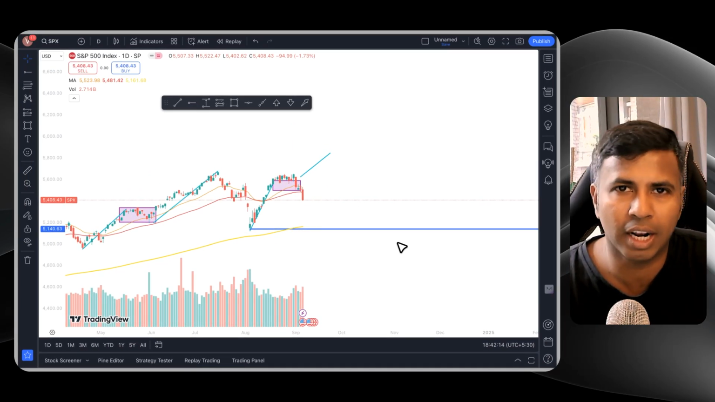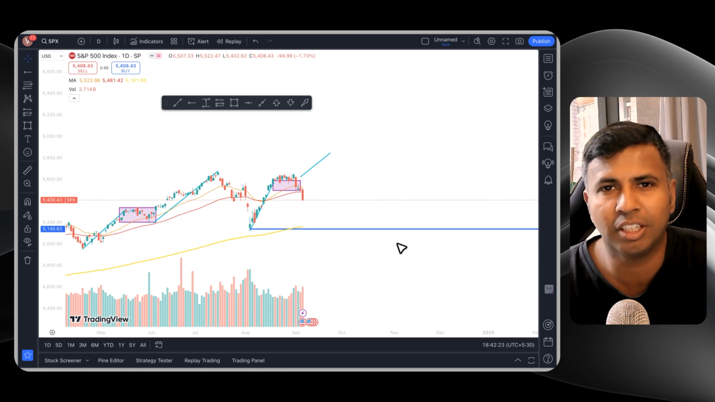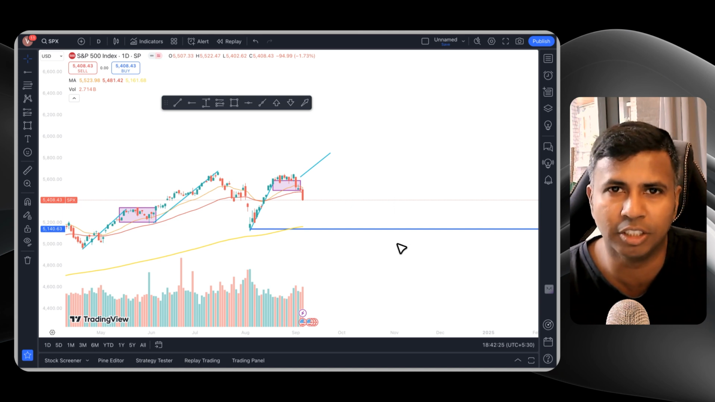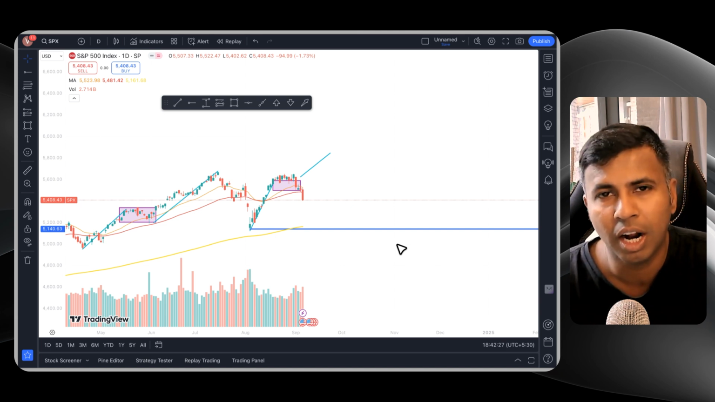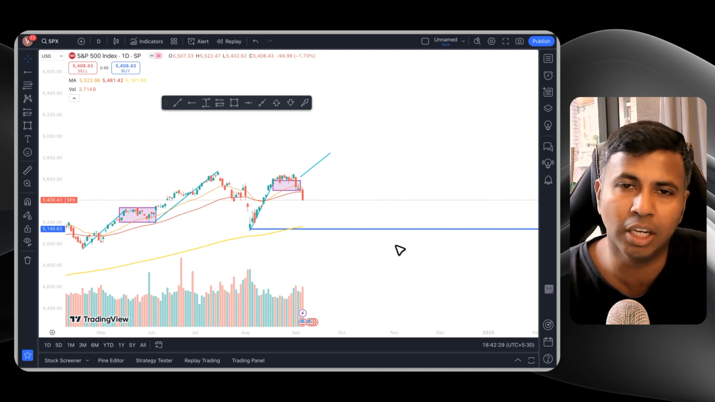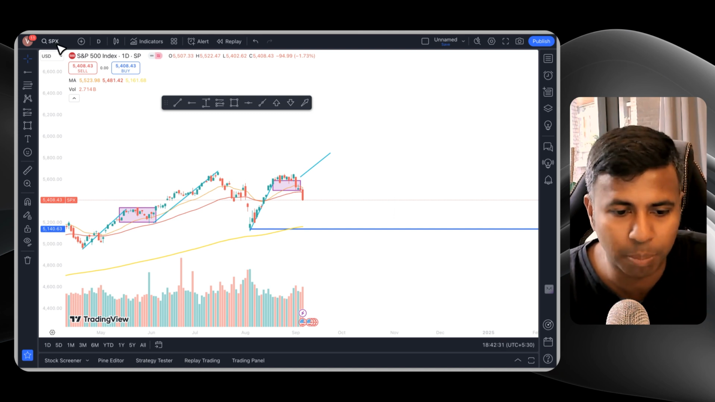Here we'll be analyzing the major indices like the S&P 500, NASDAQ 100 and the mid cap, as well as the Russell 1000 and Russell 2000 index, and we'll try to analyze these indices on a daily and weekly time frame, and we'll try to find out what the charts are trying to tell us. So first we'll start with the S&P 500 index.